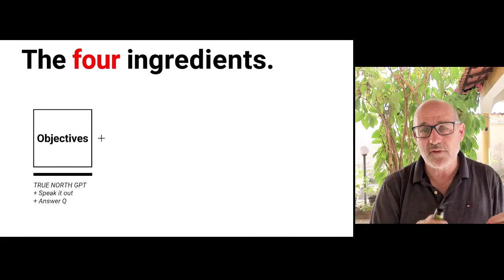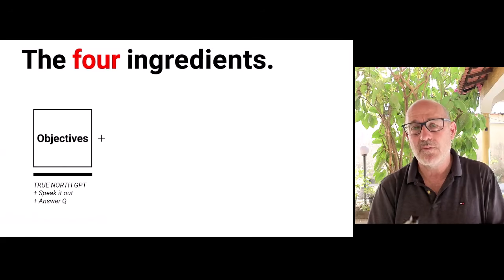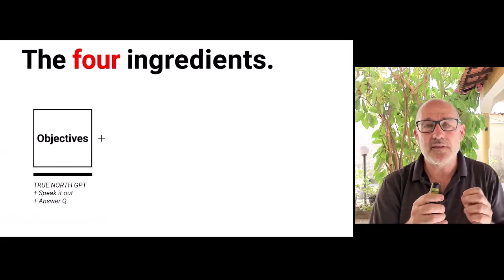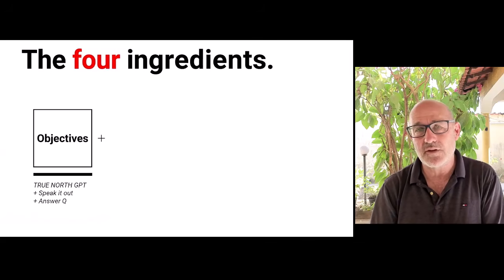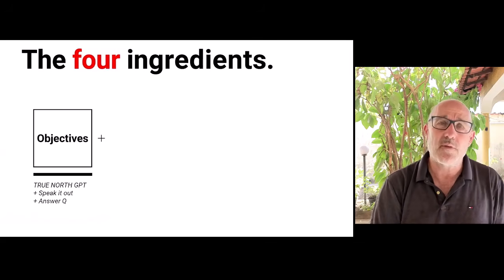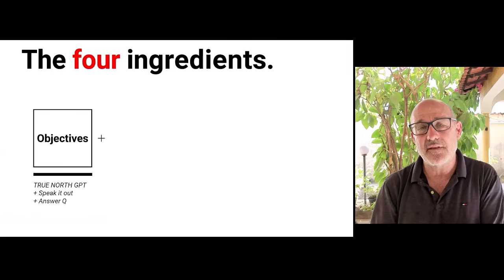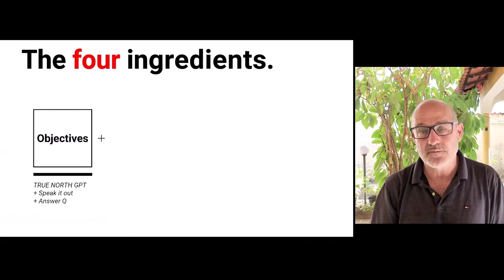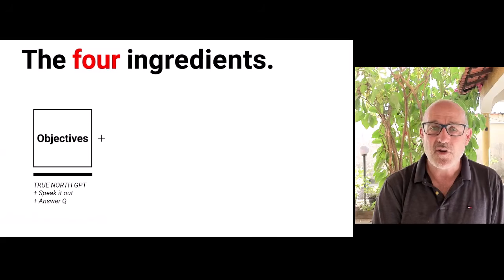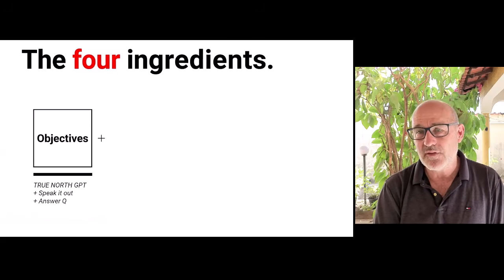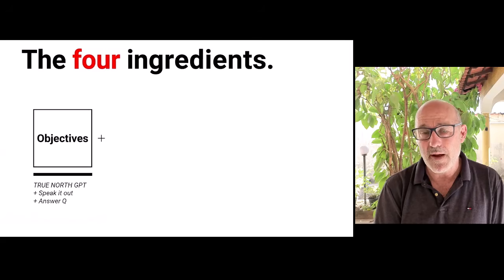A True North is a story plus an objective plus restrictions. The idea is to give you something so clear that a human being doesn't need to ask for additional detail, or something so clear that the AI doesn't need additional detail. I built my True North, or my objectives for this, using the True North GPT. I talked with AI and had it ask me questions to clarify my thinking.